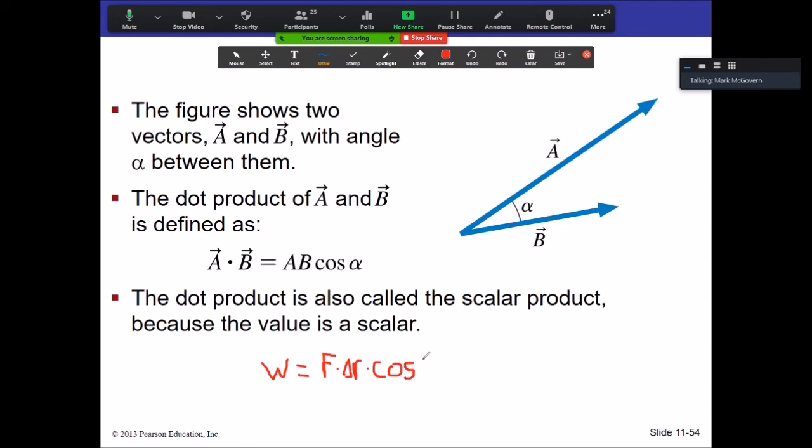Now, the meaning behind this is if you imagine grouping together the F and the cosine theta, it's like you're saying, what is the component of force along the direction of motion? So for example, in the picture that you have here, A may represent your force, and B may represent your displacement. And you're trying to consider the component of force that is along the direction of motion. And that would be something like this line here. But that would be given by a cosine alpha, if I talk about alpha in this picture here.